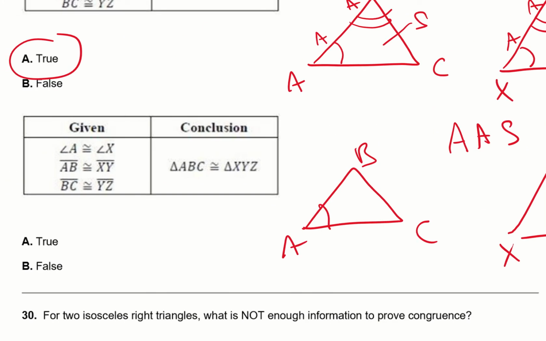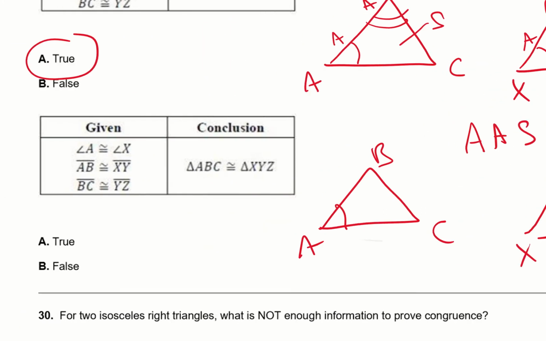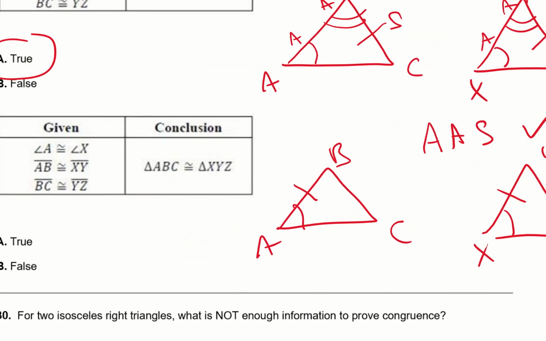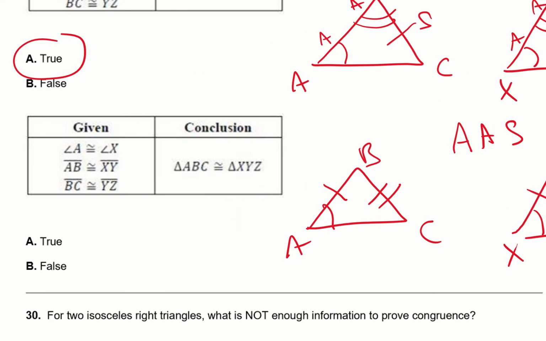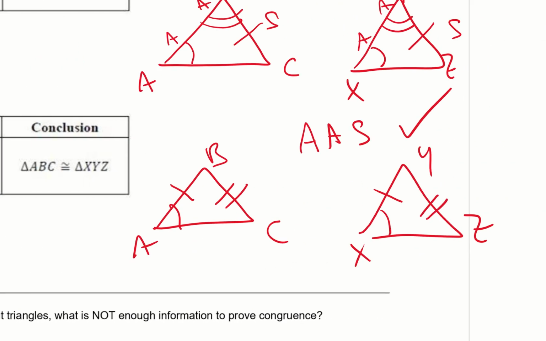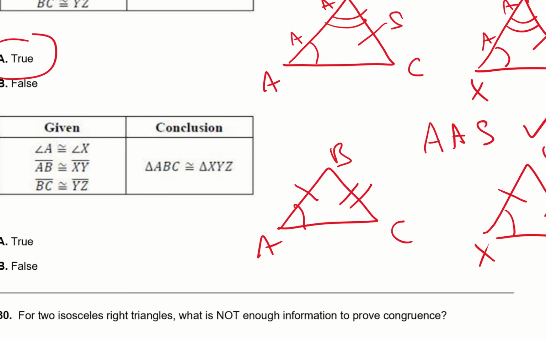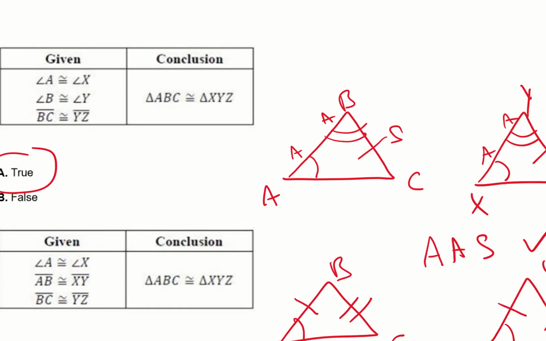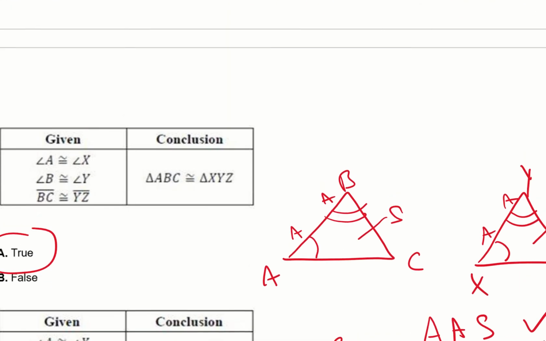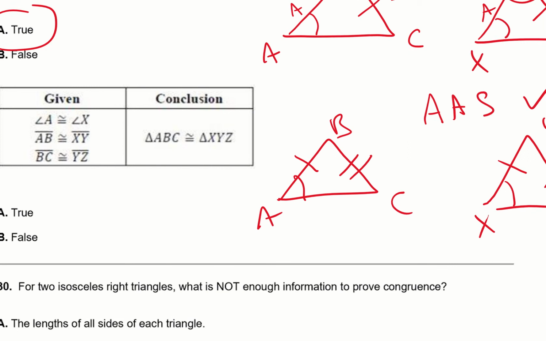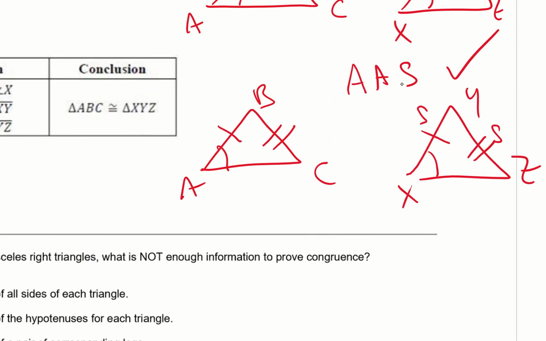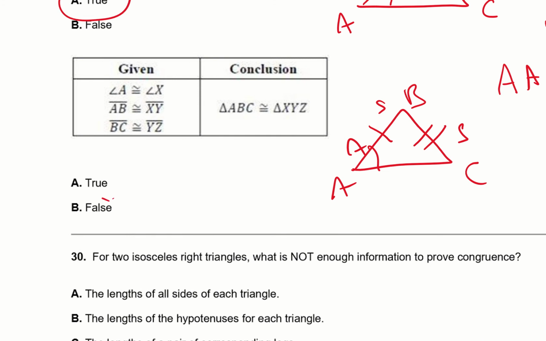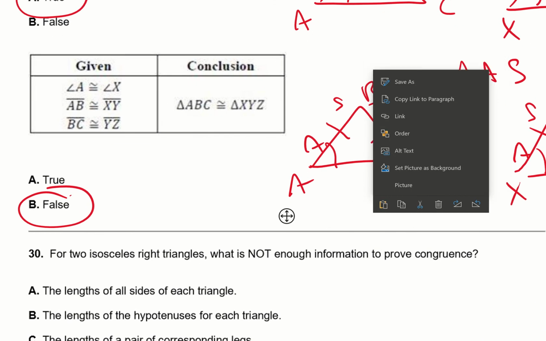Angle A is congruent to angle X for this problem. AB is congruent to XY, and BC is congruent to YZ. Now, this is actually the same problem as what we had earlier. We said earlier that this was SSA, and therefore we cannot prove congruence here. So this looks very similar. In fact, it's probably the same question. So that one's going to be a false.